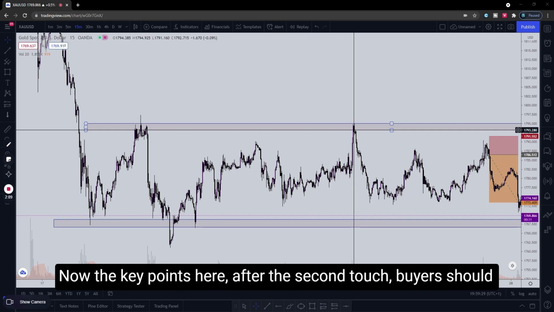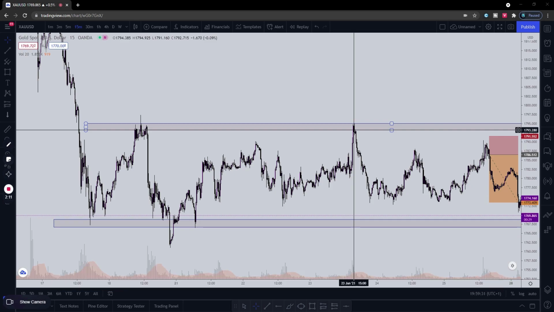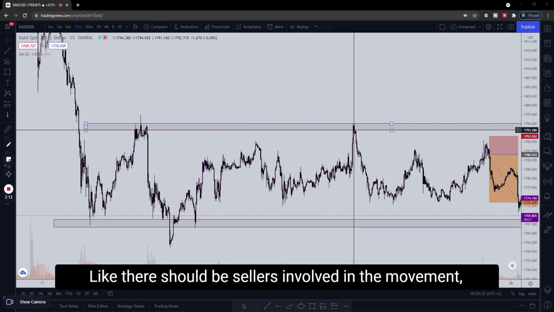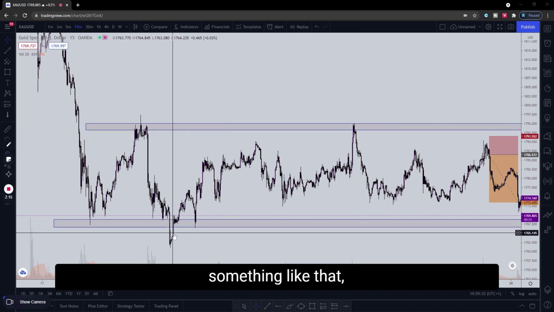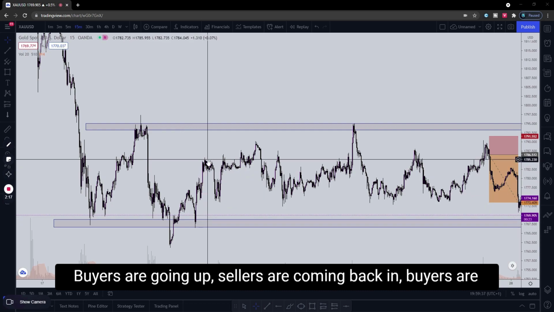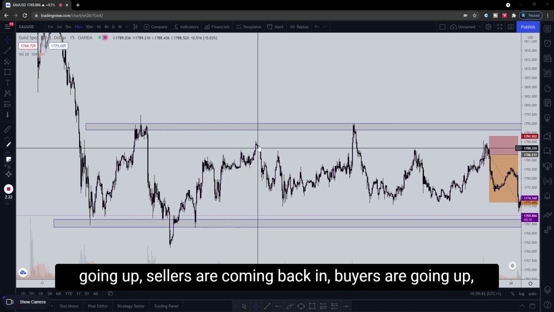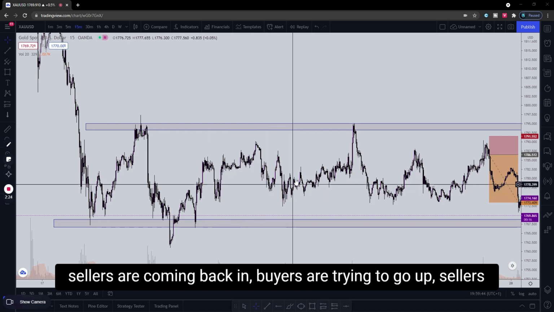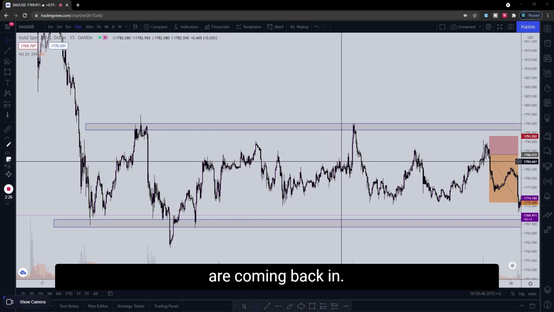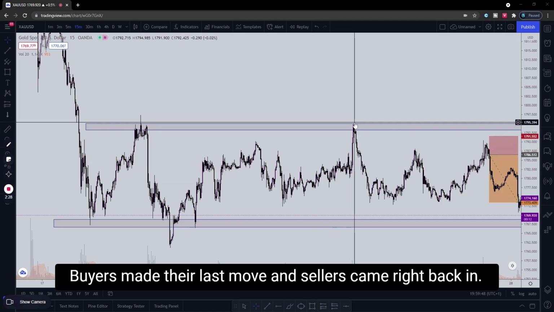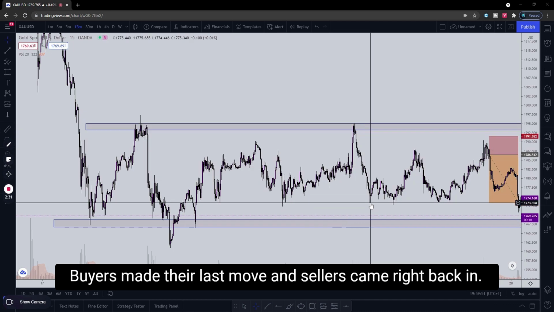After the second touch, buyers should come with struggle. Like there should be sellers involved in the movement up. Something like that. Buyers are going up, sellers are coming back in. Buyers are trying to go up, sellers are coming back in. Buyers made their last move and sellers came back right in.